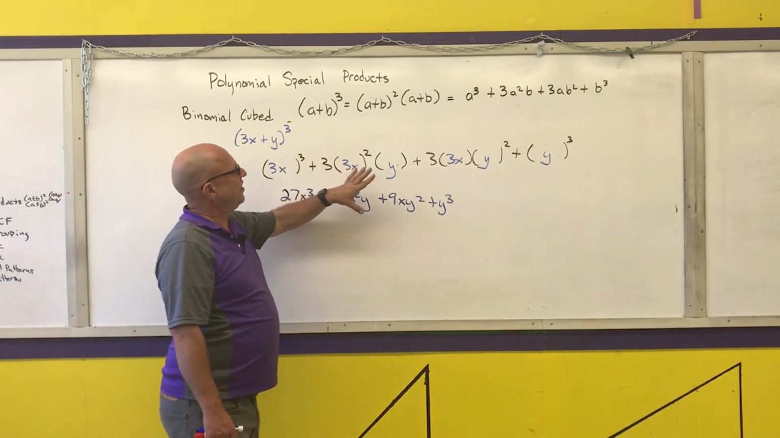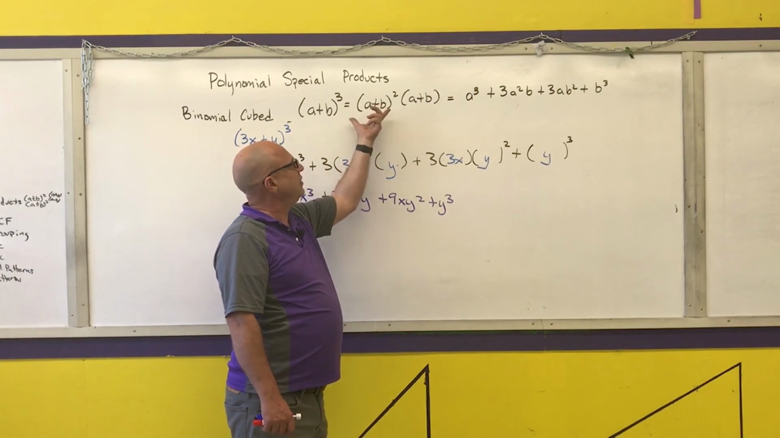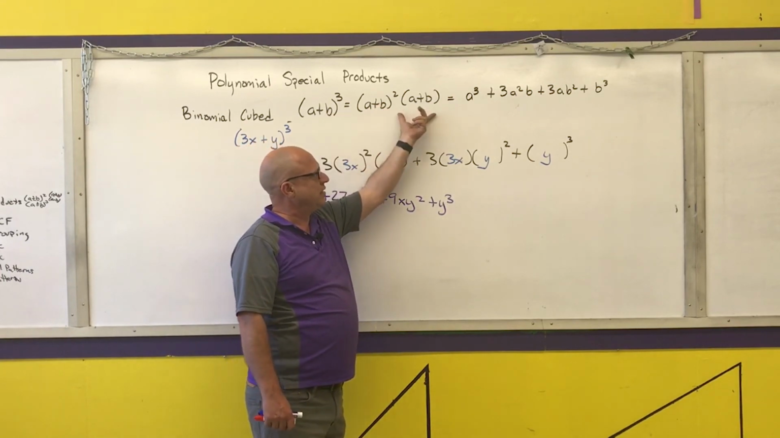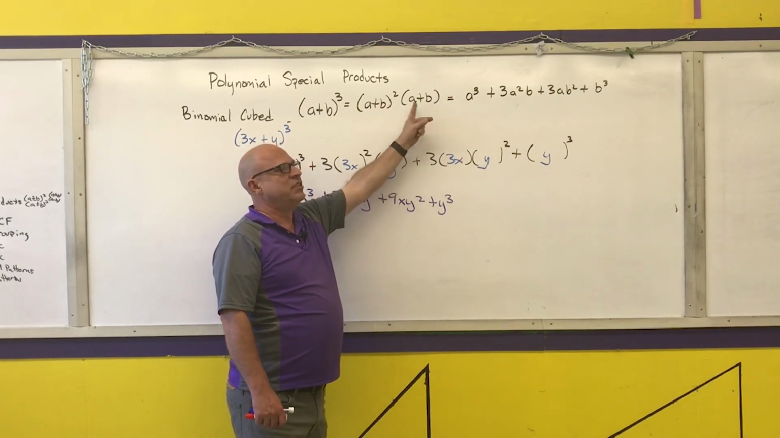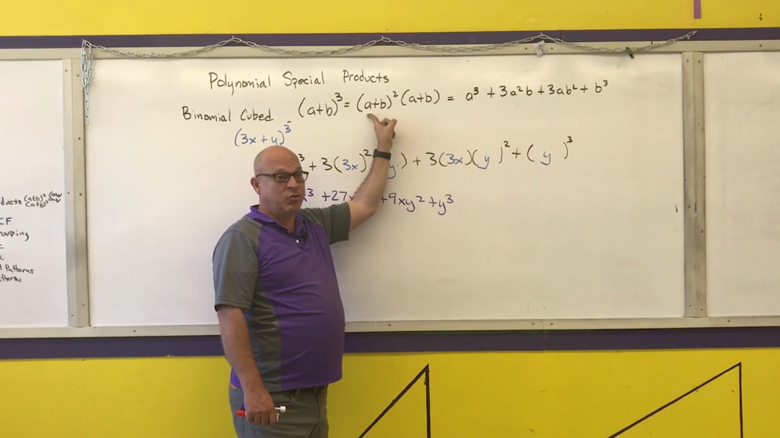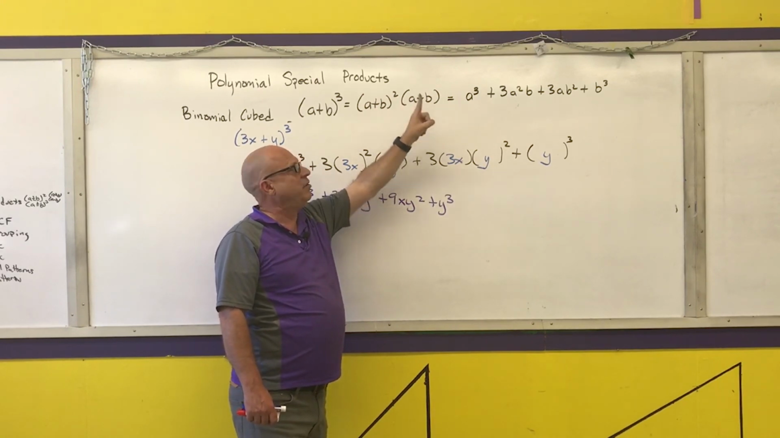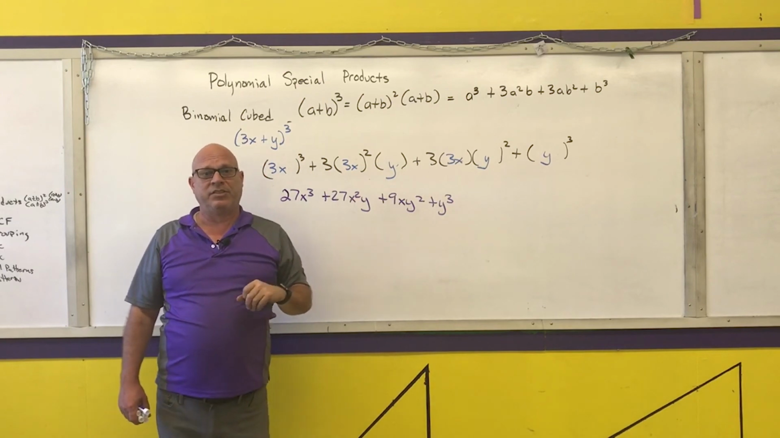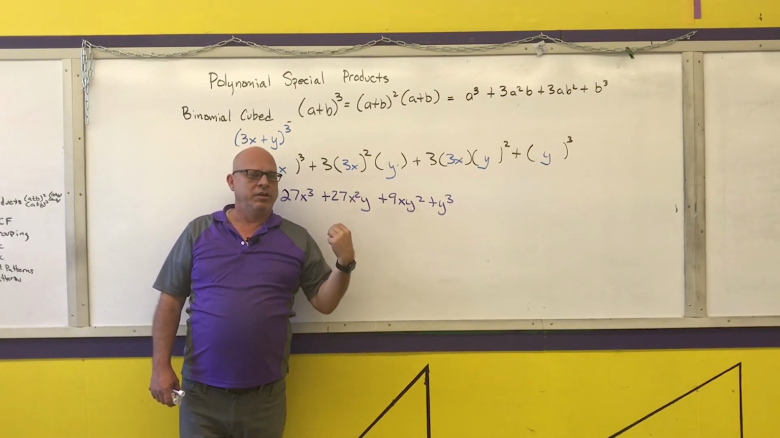So this is the roughest one for a memorized pattern. But if you can't memorize that pattern, remember it's something cubed is something squared times that something. Then you can write down what that something squared is, multiply it out, and then you can come up with your final answer. But that will take more work than using the shortcut.